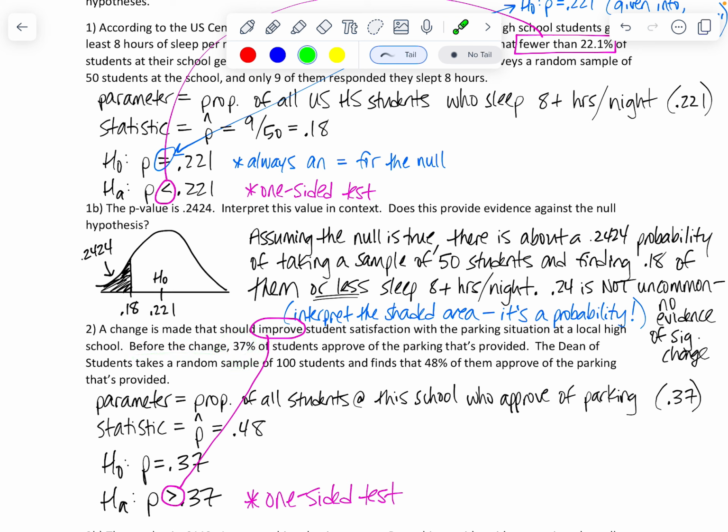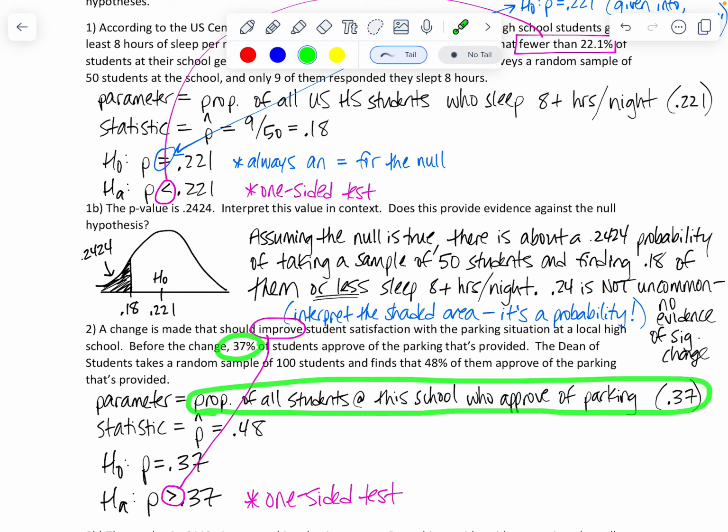This 37 is a P. It's not a P hat. This is the P hat. We take a sample of 100 students, and the dean claims that a lot more of them are now unhappy with the parking situation, okay? That is our P hat, our statistic. I'm going to define the parameter and the statistic just like the directions tell us to. The parameter is the proportion of all students at this school who approve of the parking, and we have a number for that, 37%.